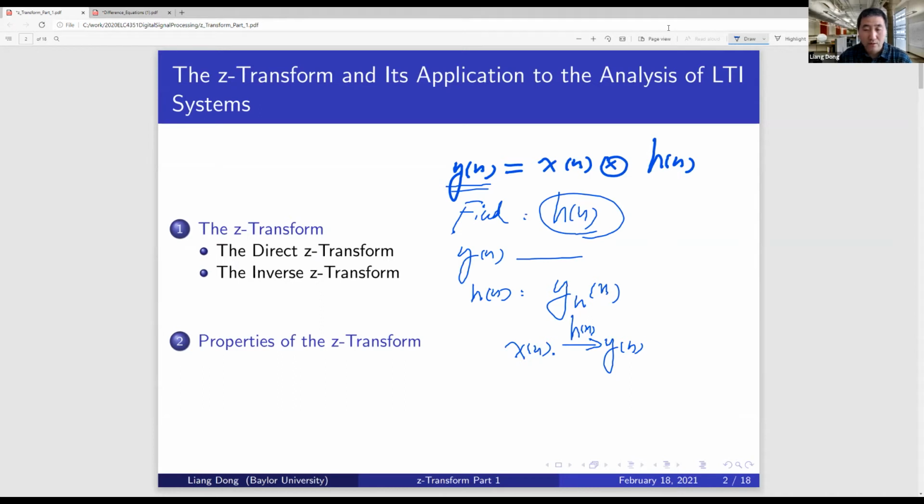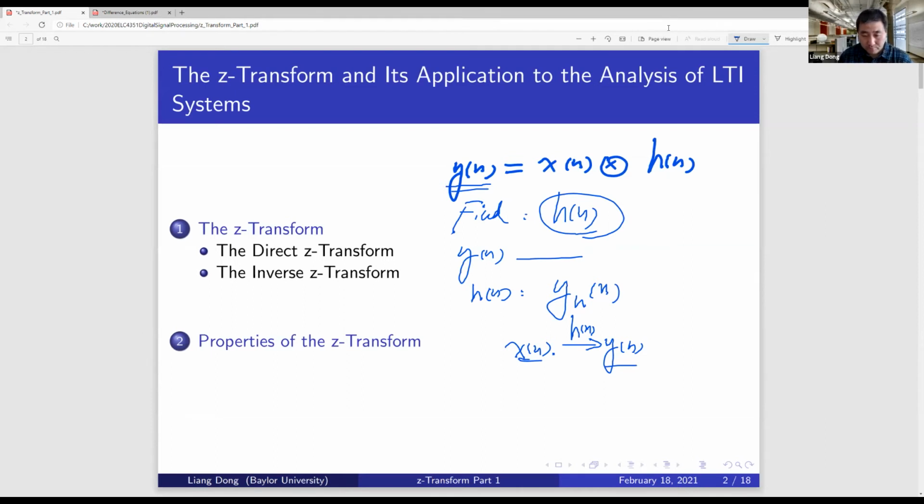We may not have the complete description of a difference equation. I may not find the a's and the b's. All I have is input and output observations. Then what I need to do is a deconvolution. It's quite difficult to do.